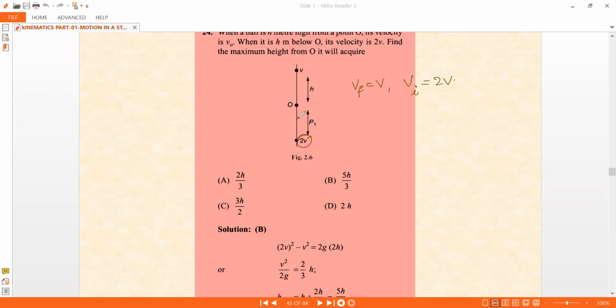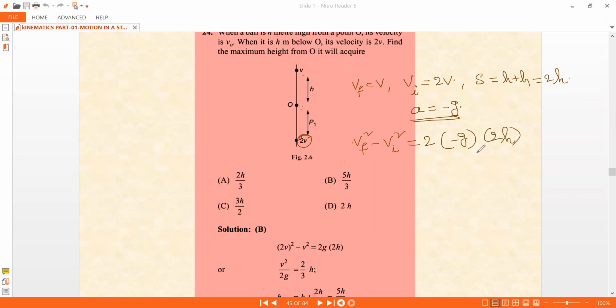And the total displacement you get is h plus h, because it's an upward movement. From this point to this point it's h, and this point to this point is again h. So that is 2h. Now the acceleration due to gravity is always directed downward, so a equals minus g. Then plug in the values: v square minus u square equals 2as. So 2 into acceleration, minus g, into s, which is 2h.